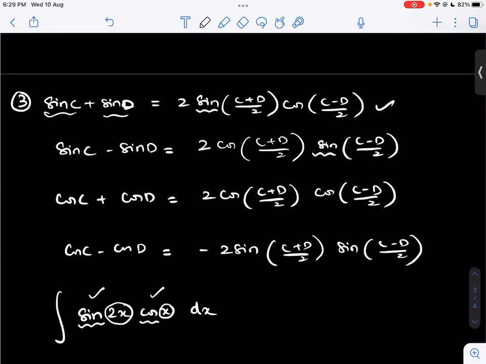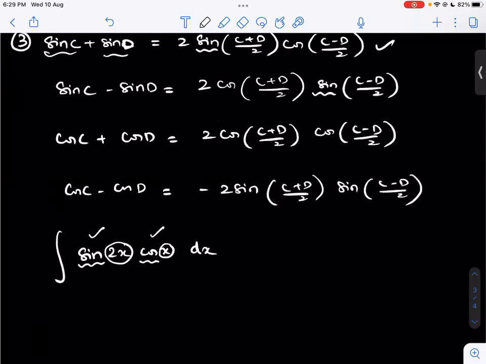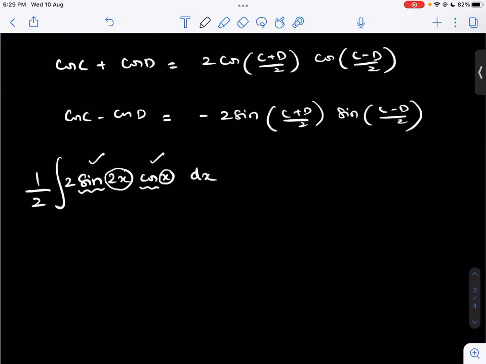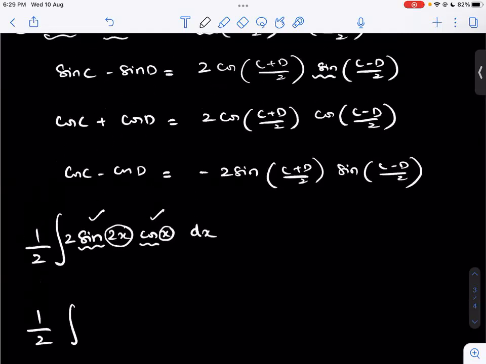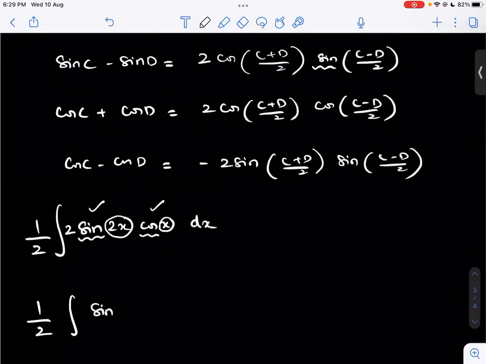sin C plus sin D. For that, you need to multiply and divide with 2 so that you get half into integral of 2 sin 2x cos x, which is actually formed by sine of 2x plus x.